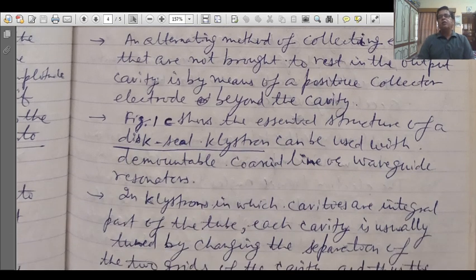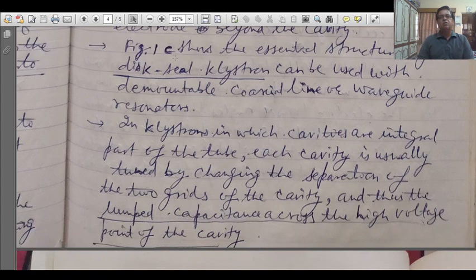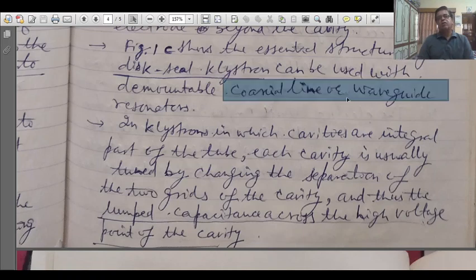An alternative method of collecting electrons that are not brought to rest in the output is by means of a positive collector. We can give a positive voltage to the collector and it collects the electrons. Figure 1c shows the essential structure of the disc seal klystron, which can be used with a demountable coaxial line.